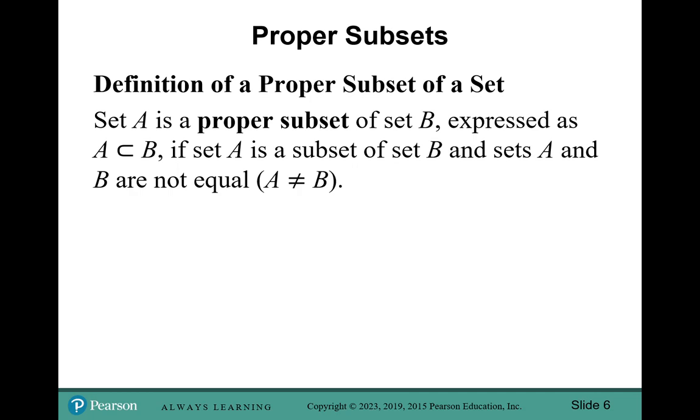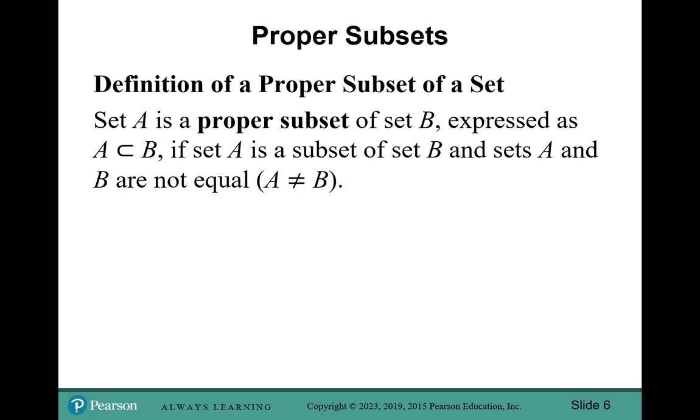Now we need to define what we call proper subsets. The definition of a proper subset of a set is: set A is a proper subset of set B, expressed as A is a proper subset of B, if set A is a subset of set B and sets A and B are not equal.